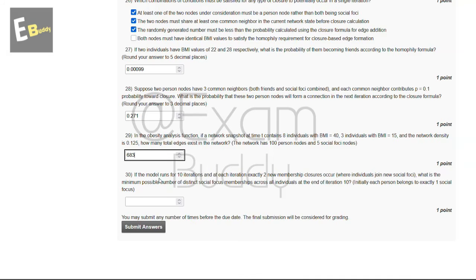And now let's go to our question number 30. If the model runs for 10 iterations and at each iteration exactly 2 new membership closures occur where individuals join new social foci, what is the minimum possible number of distinct social focus memberships across all individuals at the end of iteration 10? Initially, each person belonged to exactly one social focus. So the answer for our 30th question is 120. Now submit your answer.